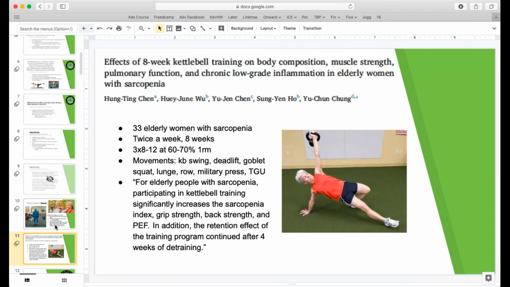Another study here looking at sarcopenia and having individuals do 3 sets of 8 to 12 at 60 to 70% of their 1 rep max, which included a large range of exercises, including deadlifts, and they saw significant improvements in a variety of different things that they measured here.